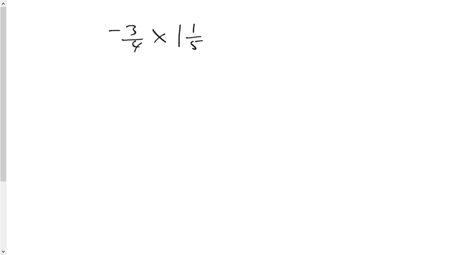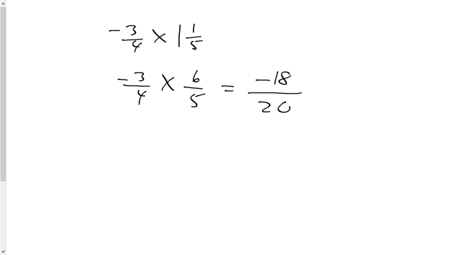Same question, except for multiplication makes it much easier. Negative 3/4 multiplied by 6/5. Multiply your numerators. Multiply your denominators. Your final answer is negative 18/20. But your teacher would freak out if you kept it in non-lowest terms. In lowest terms, negative 9/10.